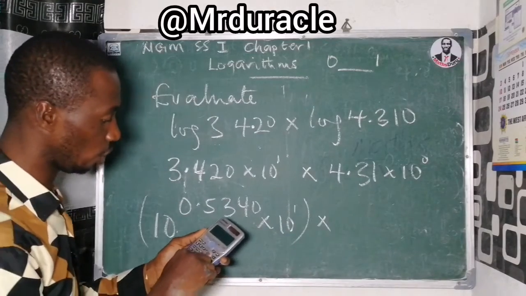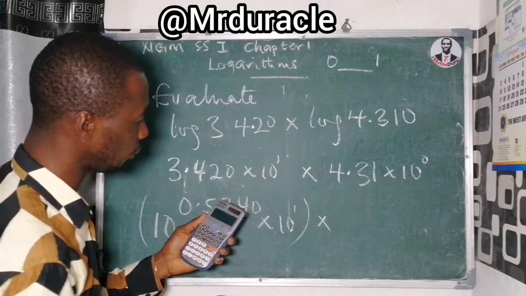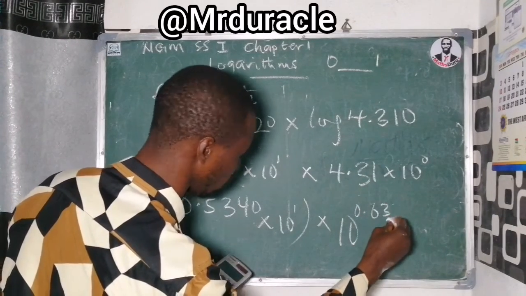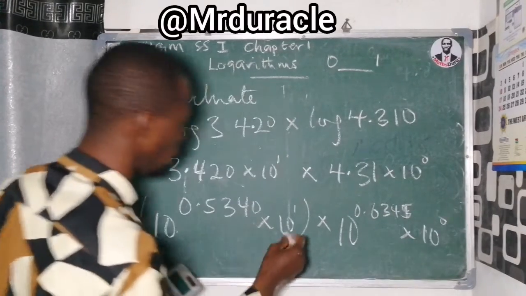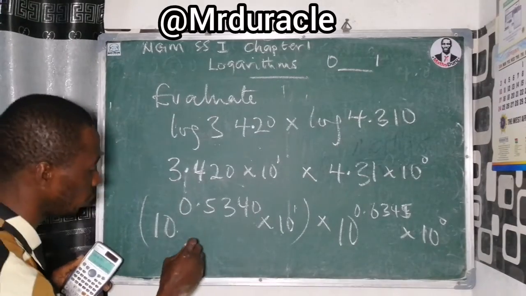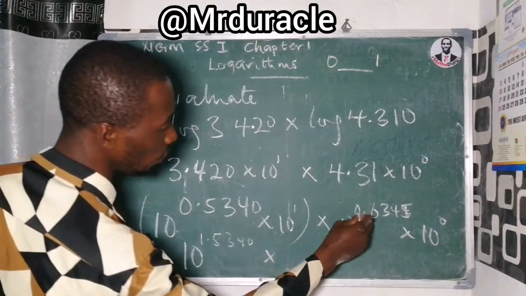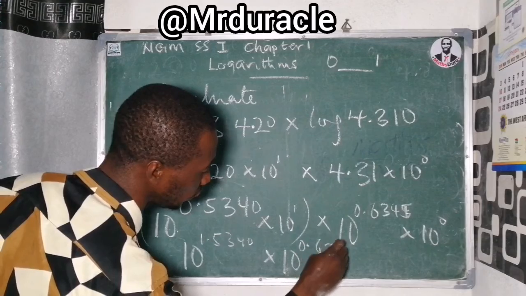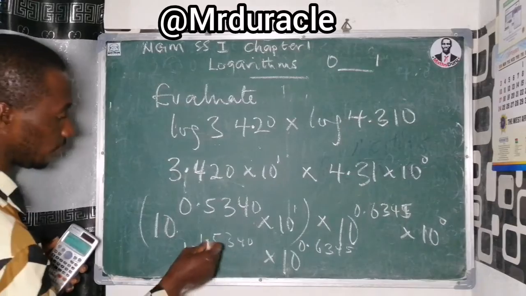The same thing goes for this: log 4.31, we have 0.6345. So 10 to the index of 0.6345, then times 10 to the power of 0. About indices, we have to add the powers if the bases are the same, right? So this one plus this will give us what? 10 index 1.5340, then times this with 0, we add the indices, so we still have 10 to the power of 0.6345.